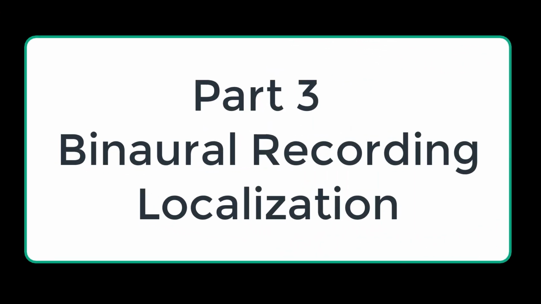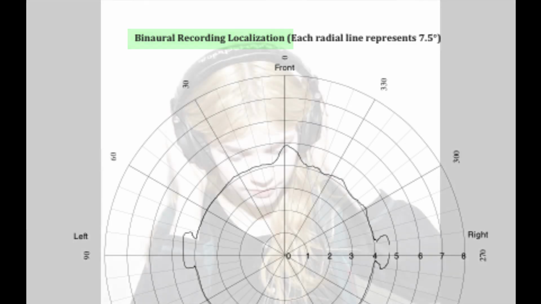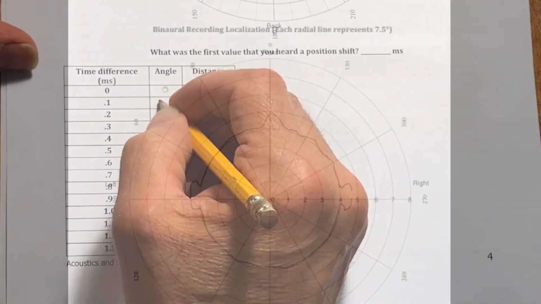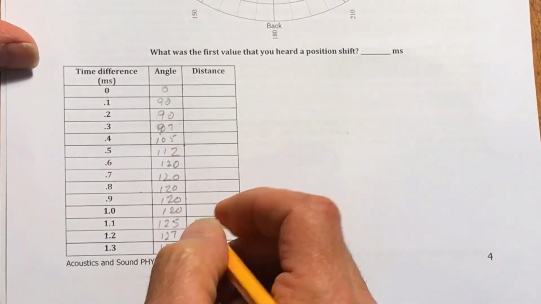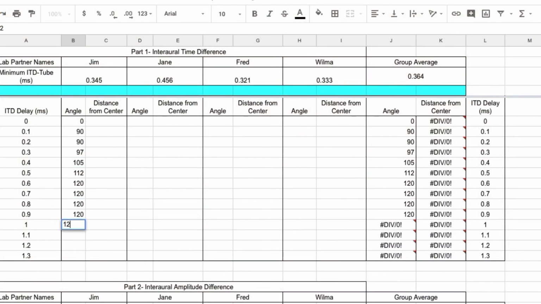Part 3, Binaural Recording Localization. Get the polar graph for binaural recording. Just as before, listen to the recording and mark the positions on the polar graph. Once you have finished marking all 3 graphs, fill in the tables on each graph. Then enter your data into the Google Sheet.